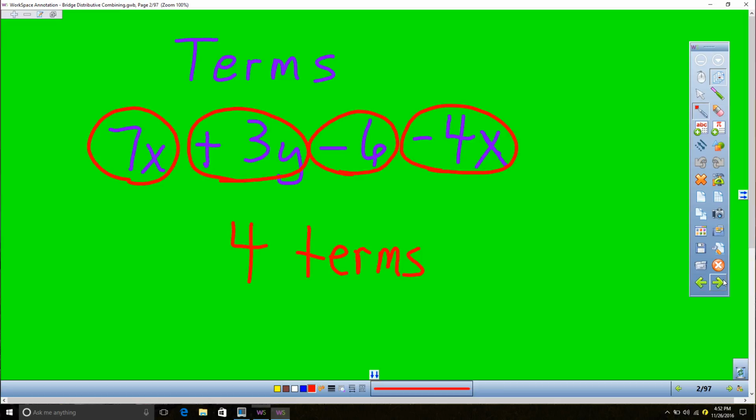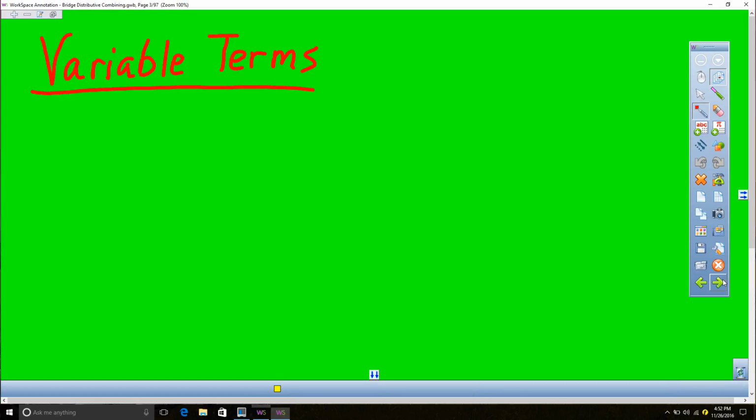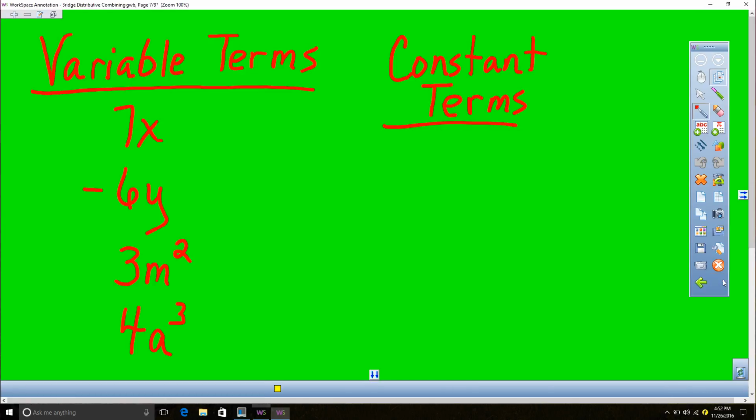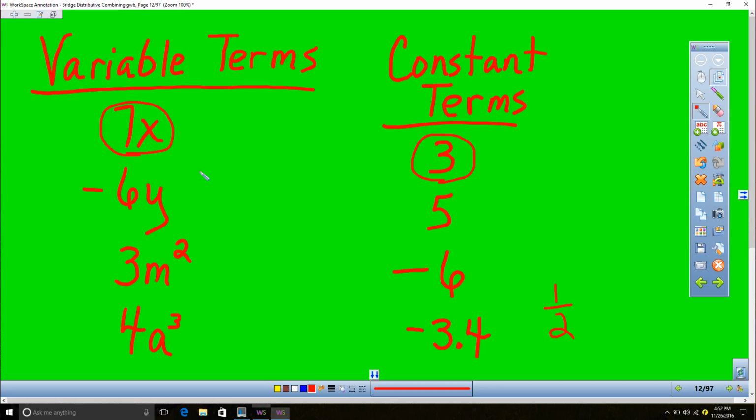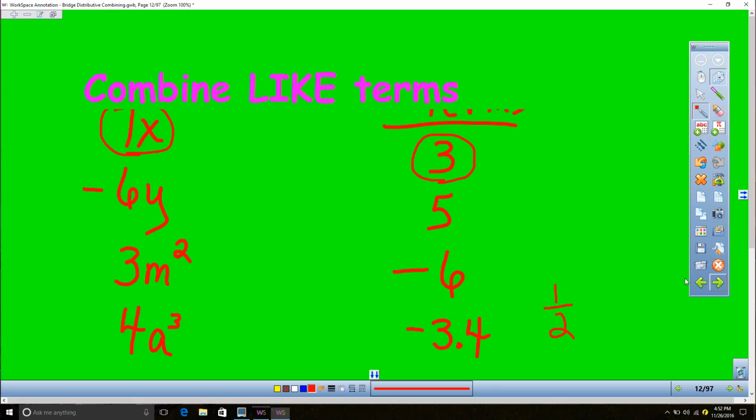So here I see this expression has 4 terms. Some terms are variable terms. Here are examples. Some terms are constant terms. Now the difference is that constant terms always have the same value. For example, every time you see this term, it has a certain value. But every time you see this term, it does not have the same value. Here, if x is 1, the value is 7, but if x is 2, the value is 14. So variable terms are called variable terms because their value can vary or change.